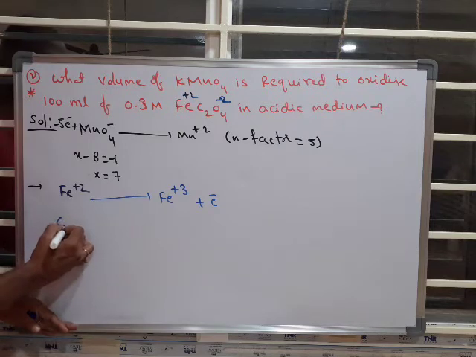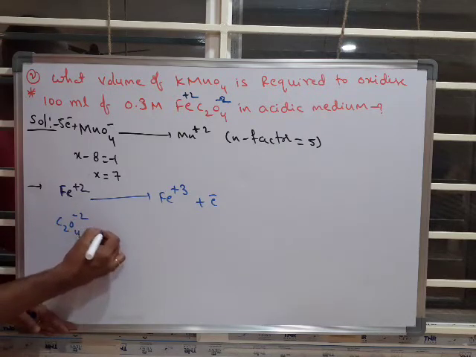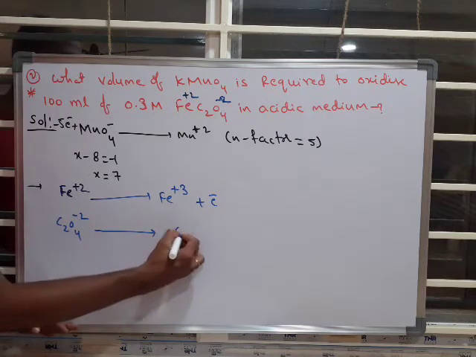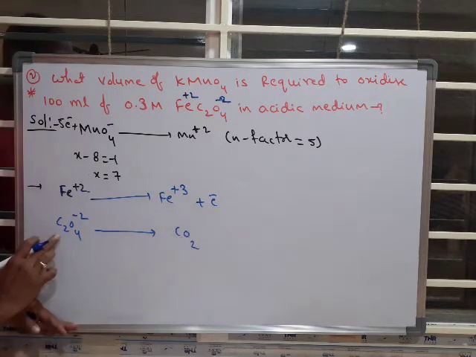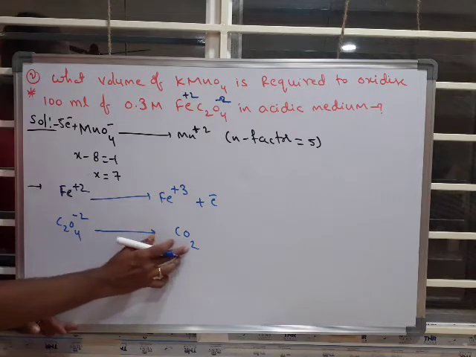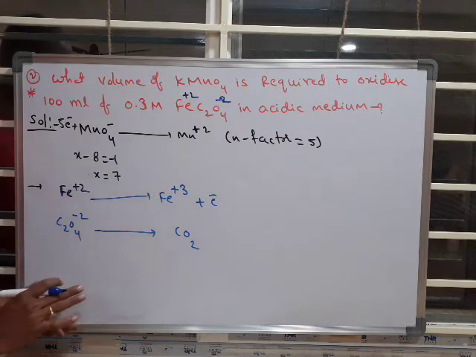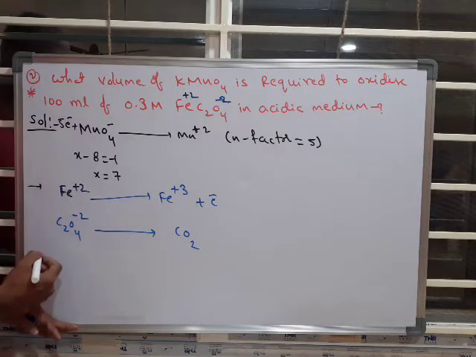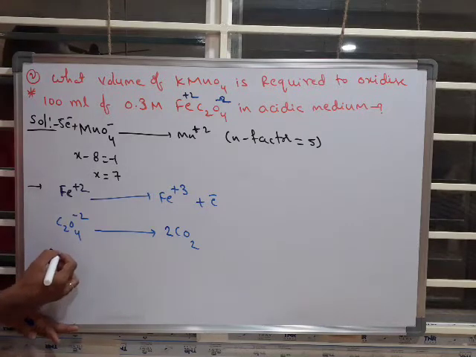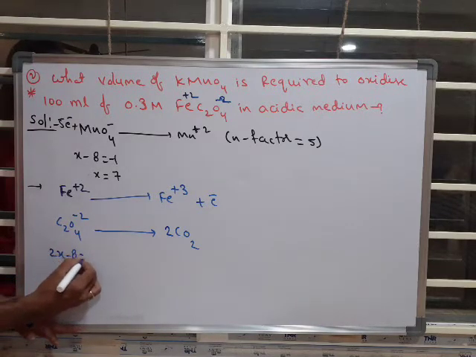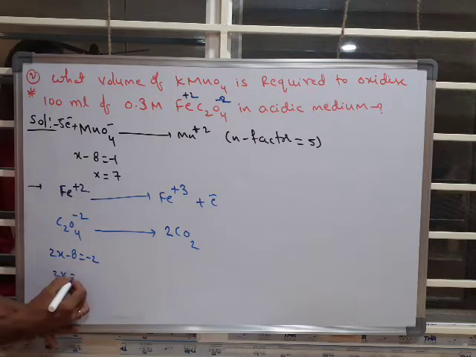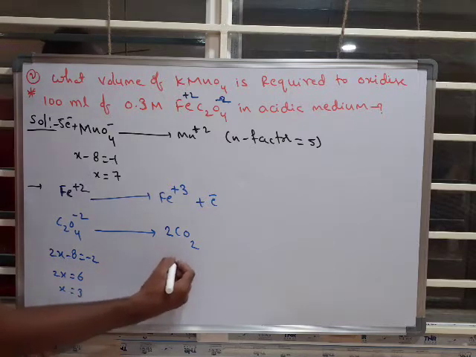And in the same species, oxalate is present. We know that in acidic medium oxalate is changed to CO2. Here we compare the oxidation number of carbon. The number of carbons is 2 on each side. What is the oxidation number of carbon here? 2x minus 8 equals minus 2, so each carbon is present in the plus 3 oxidation state.